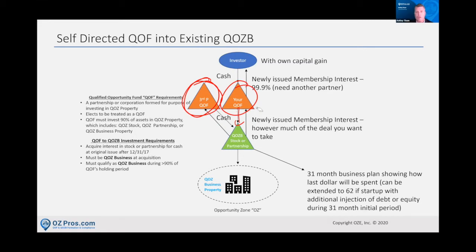So there's other funds, and there's lots of other sponsors that are interested in exactly this. And there's a number of QOZBs out there that are hunting capital from QOFs, where you, through your QOF, could make an investment directly into their QOZB and be able to take advantage of this.